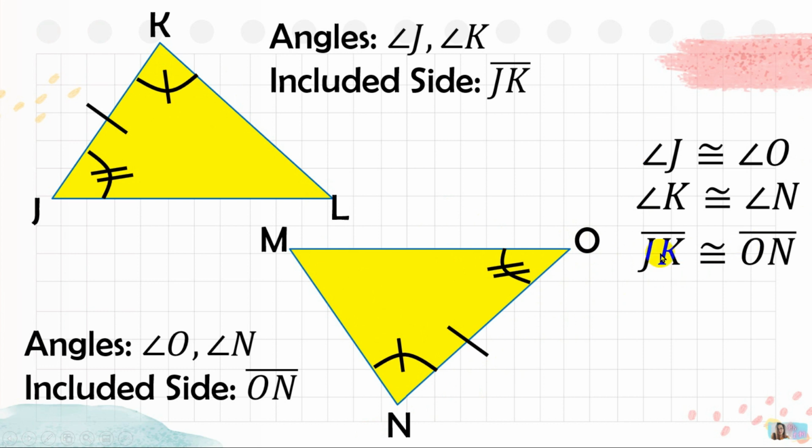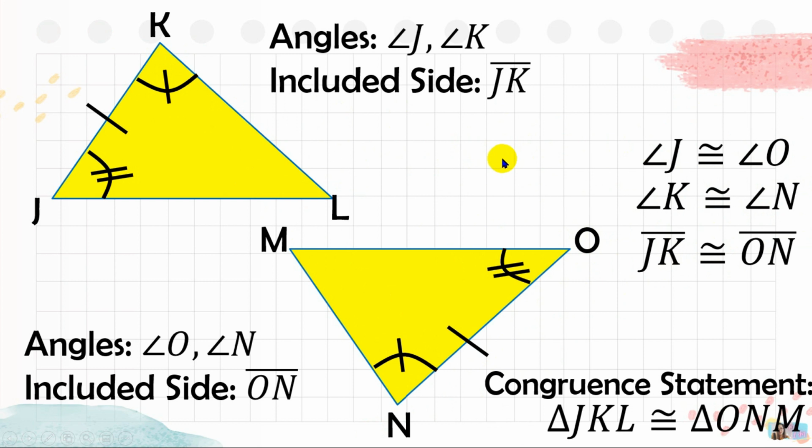So, here are the three corresponding congruent parts of these two triangles. And these two triangles are congruent by ASA Congruence Postulate. So, the congruence statement now is, so ano yung dalawang triangles natin? We have triangle JKL and triangle ONM. JKL and then ONM. Pag pinagpalit natin yung position nitong ating name for the first triangle, magpapalit din po yung position ng name ng ating second triangle.